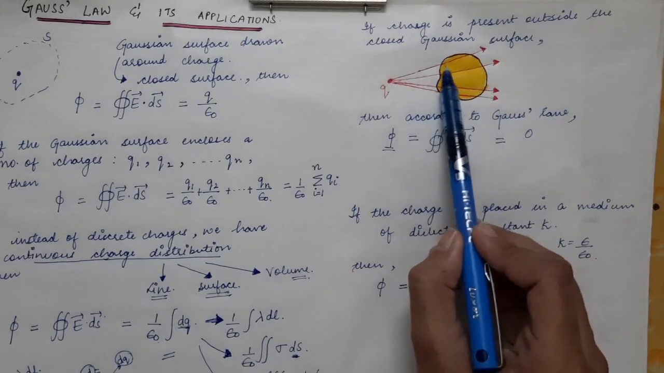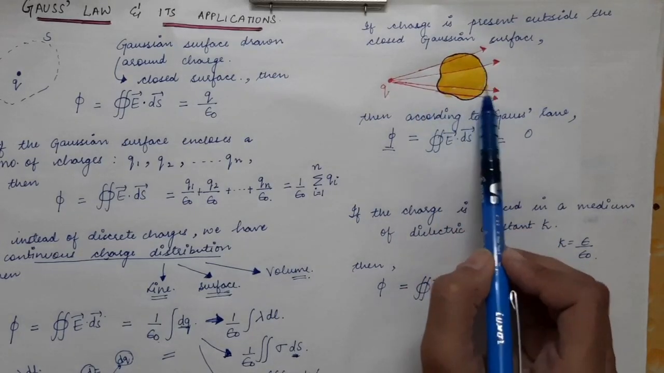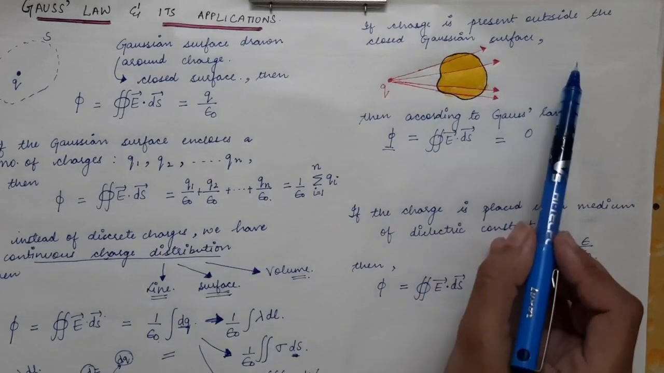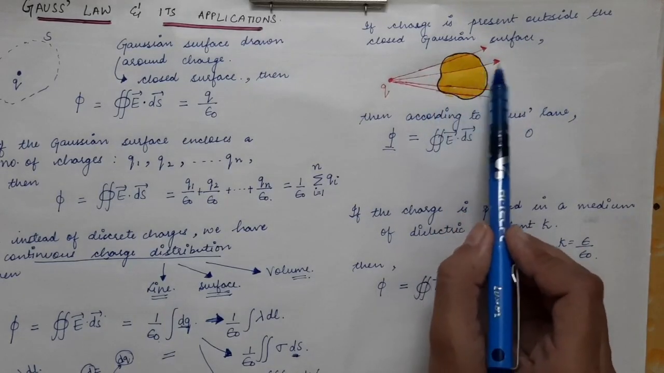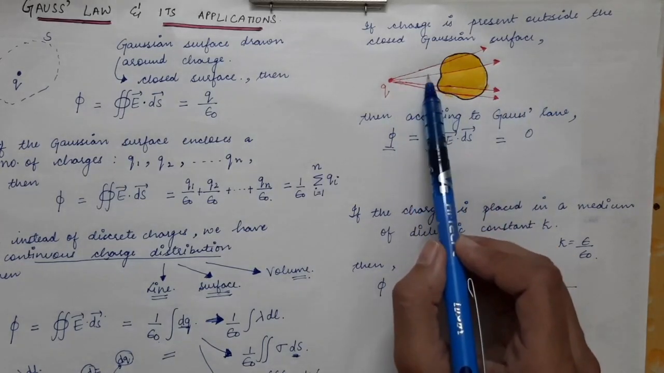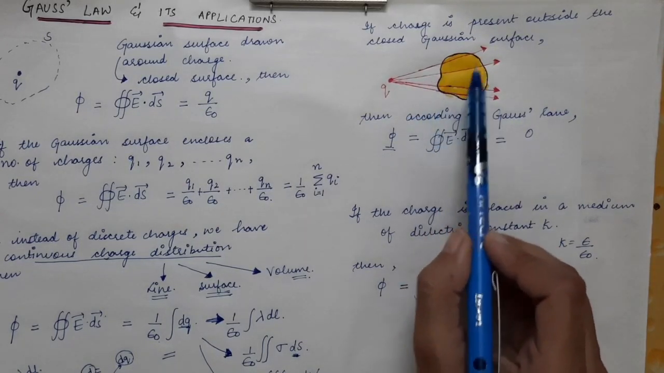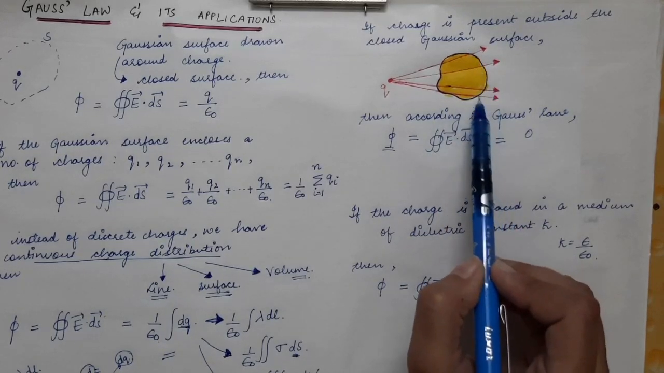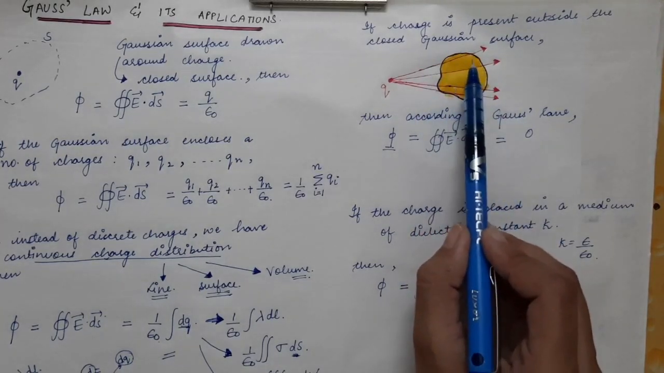So the flux which is entering the surface is equal to the flux which is going outside the surface. So total flux linked with the surface will be equal to 0, because the inward flux is taken as negative, and the flux which is going outside the surface is taken as positive. The 4 lines moving inwards and the same 4 lines moving outwards, so the outward flux is the same as the inward flux. So total flux linked with this Gaussian surface must be 0.